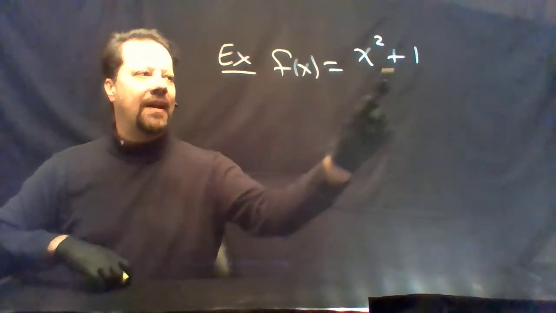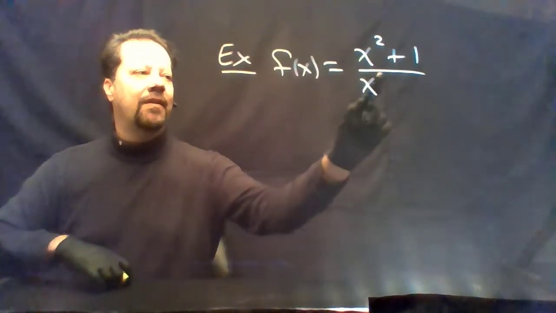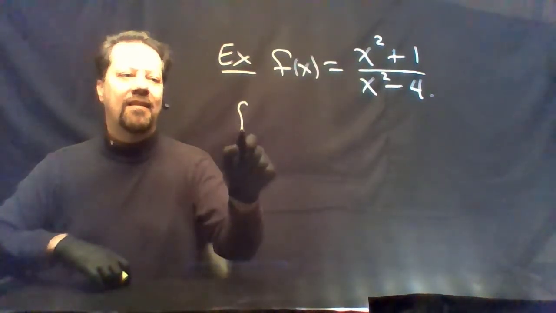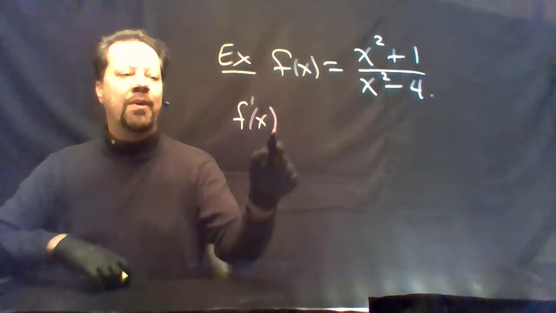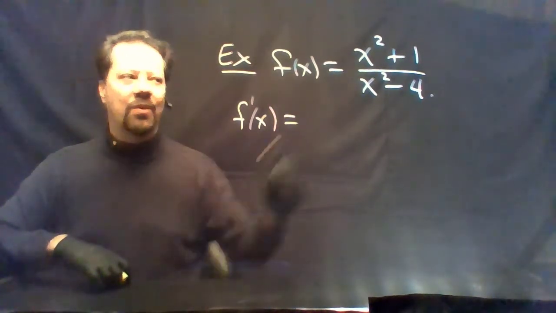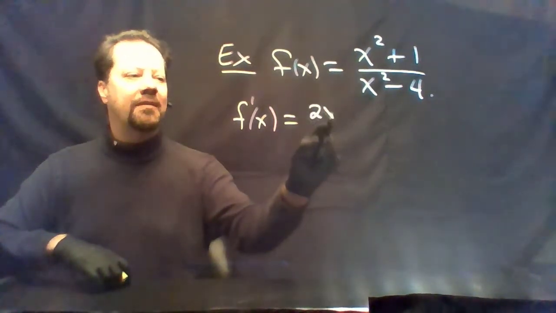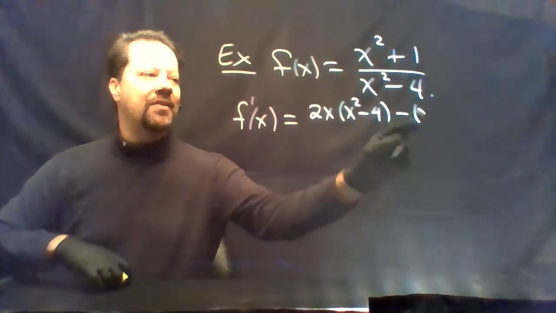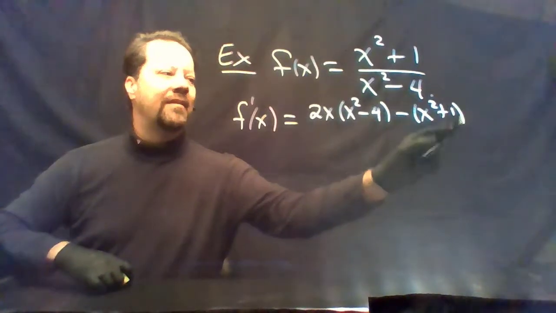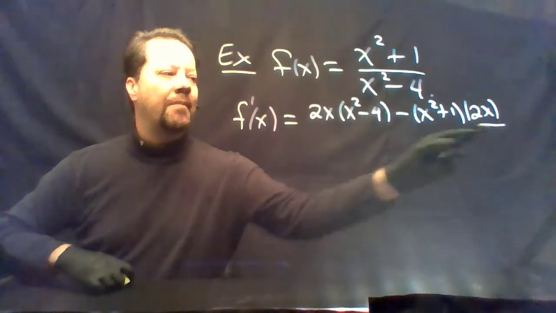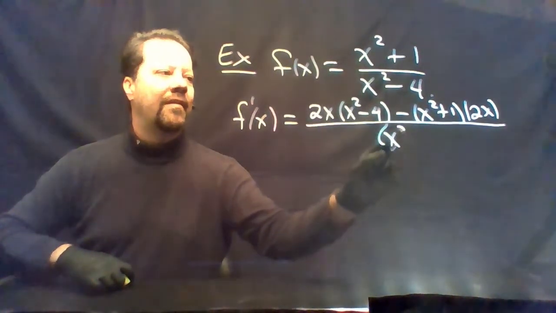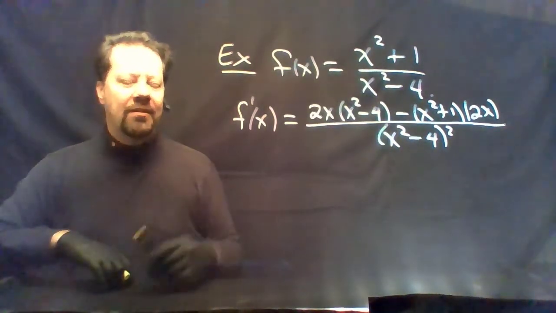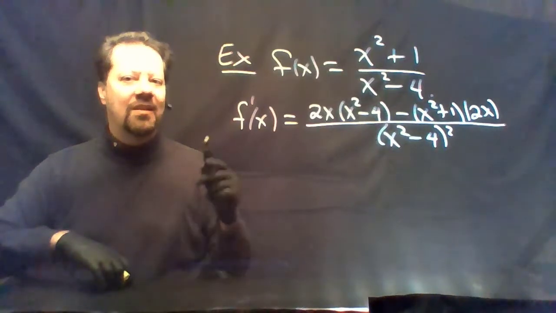Let's look at the function x squared plus 1 over x squared minus 4. To calculate the derivative, we require the quotient rule. Derivative of the top times the bottom minus the top times the derivative of the bottom over the bottom squared. Remember how we simplify these?